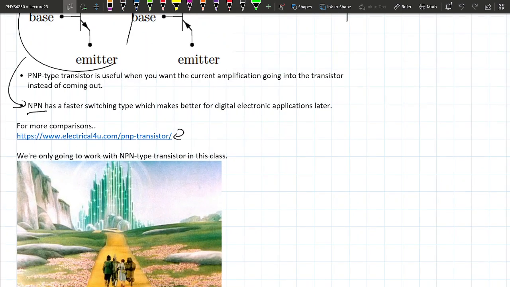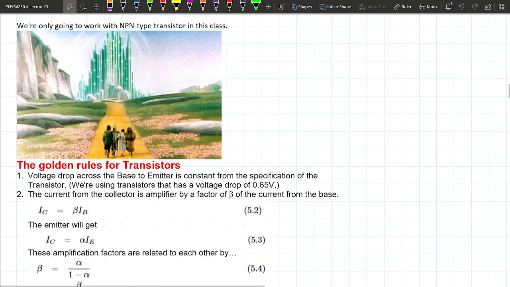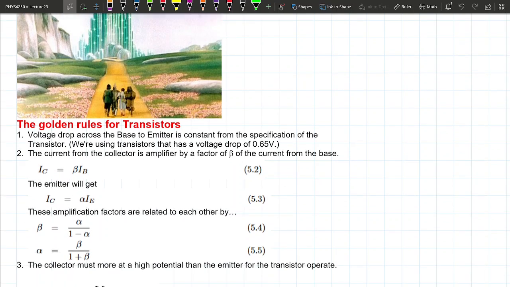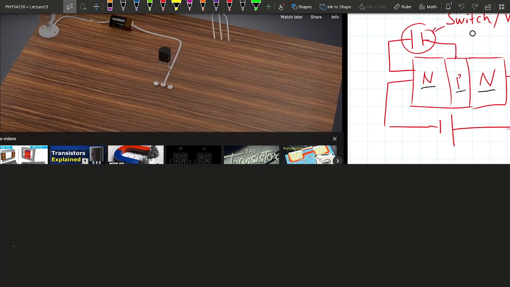In order to figure out how these transistors will behave in your circuit, I actually stole this from another textbook. They call it the golden rules of transistors. If you just follow these rules about their behavior, you can exactly predict how a transistor will behave in your circuit.